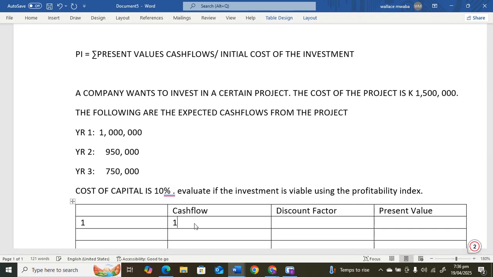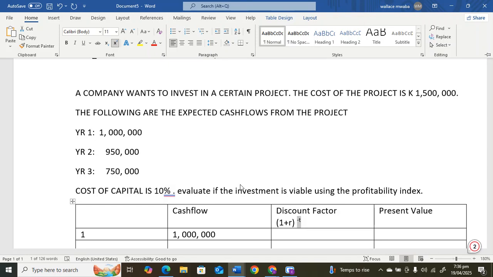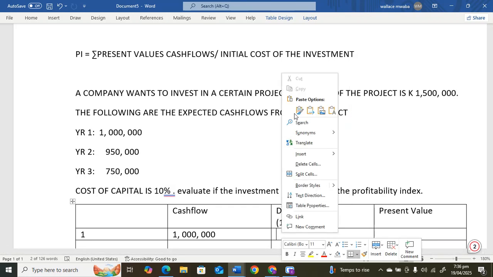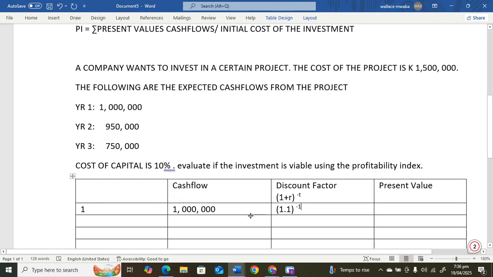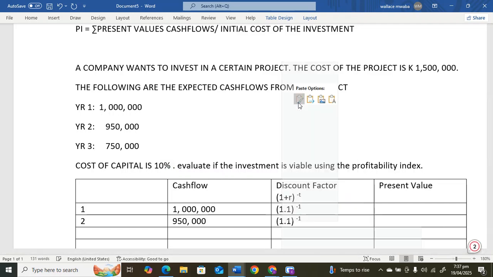So in year 1, we expect to make 1 million. Our discount rate is 10%, so remember to get our discount factor, it's 1 plus R to the power negative T. In this case, our rate is 10%, so R will be 0.1. 1 plus 0.1 is 1.1. We put it to the power 1. So do you have your calculator? Calculate for me 1.1 to the power negative 1. 0.909.